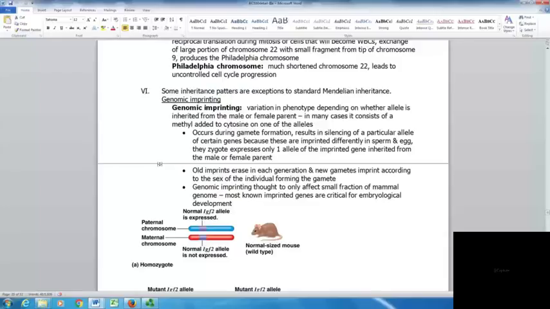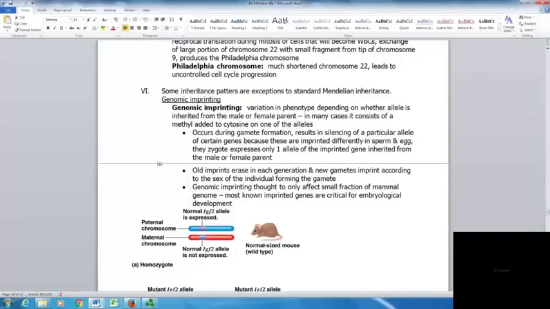So the zygote expresses only one allele of the imprinted gene inherited from the male or female parent. So it will give you a different pattern depending on whether you inherited it from mom or dad. The old imprints erase each generation, so when you go to make your new gametes, you're going to put your own imprint on according to your sex for your gametes.